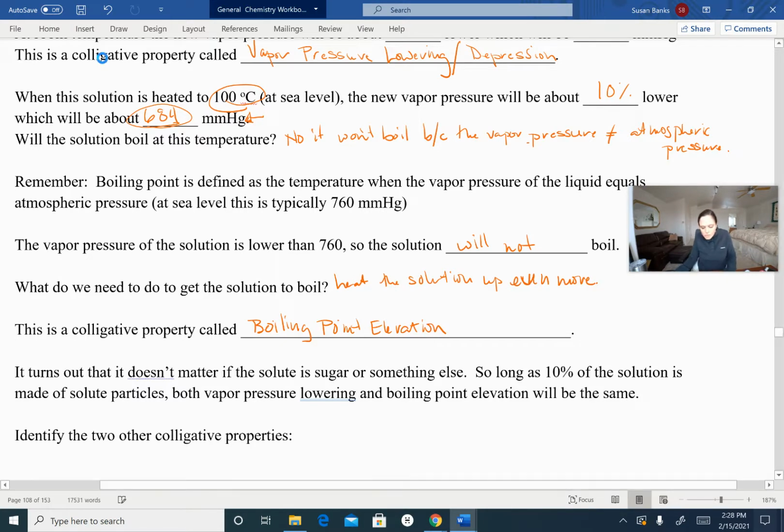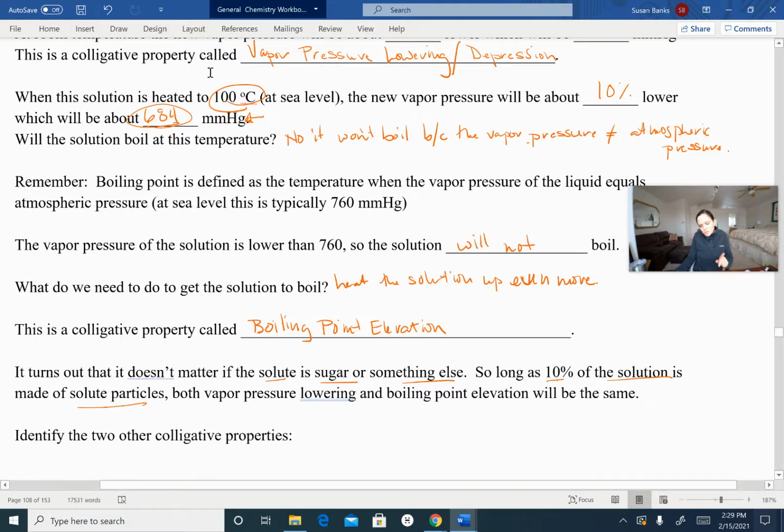Okay, so we can lower the vapor pressure by putting a solute in our mixture and making a solution. We can raise the boiling point. It turns out it doesn't matter if the solute is sugar or something else. Remember, colligative properties: it doesn't matter what is dissolved, it just matters how much. So long as 10% of the solution is made of solute particles, both the vapor pressure lowering and the boiling point elevations will be the same. It doesn't matter what, it just needs to be 10%.